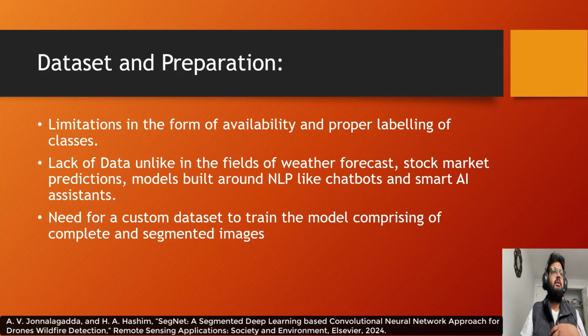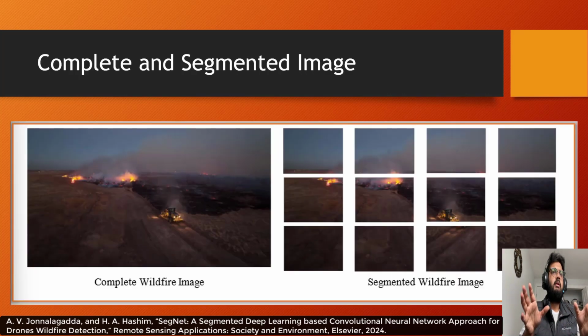In the following figure, you can see two separate sections, one with a complete wildfire image and the other with segmented wildfire images. This complete wildfire image is broken down into 12 different segmented wildfire images, where the fire seen across different spots on the image is both represented as comprehensive on the left side as well as the partial representation on the right side.